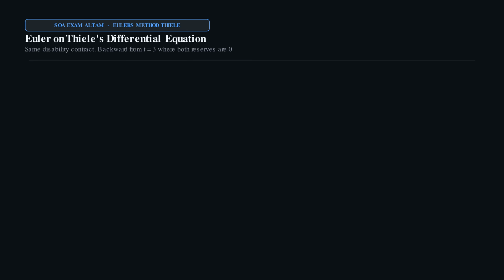This tab estimates state-wise reserves with backward Euler on Thiele's differential equation. Same three forces and same H as the Kolmogorov tab, plus interest, premium, a disability annuity, and a death lump sum. The sheet does not read the probability engine.